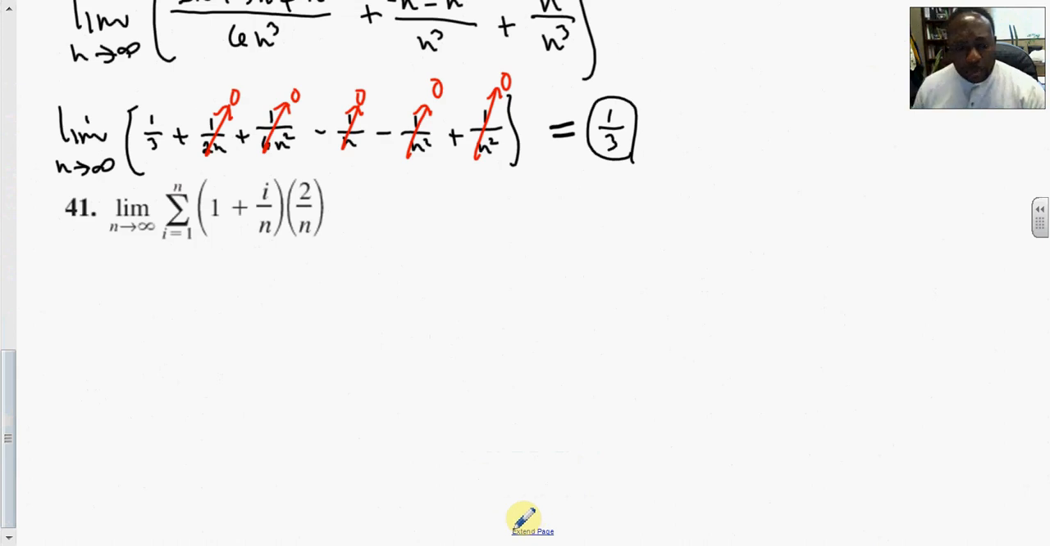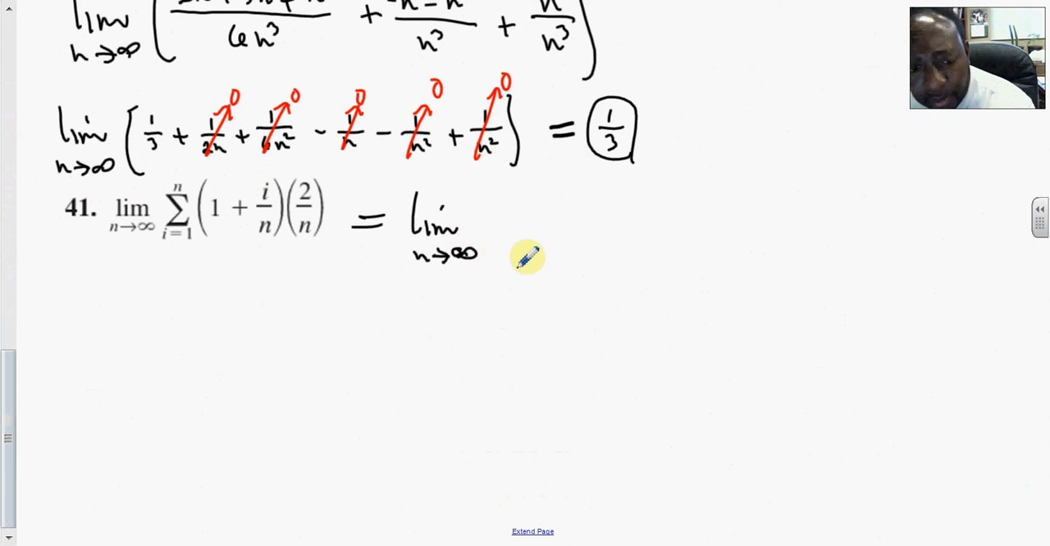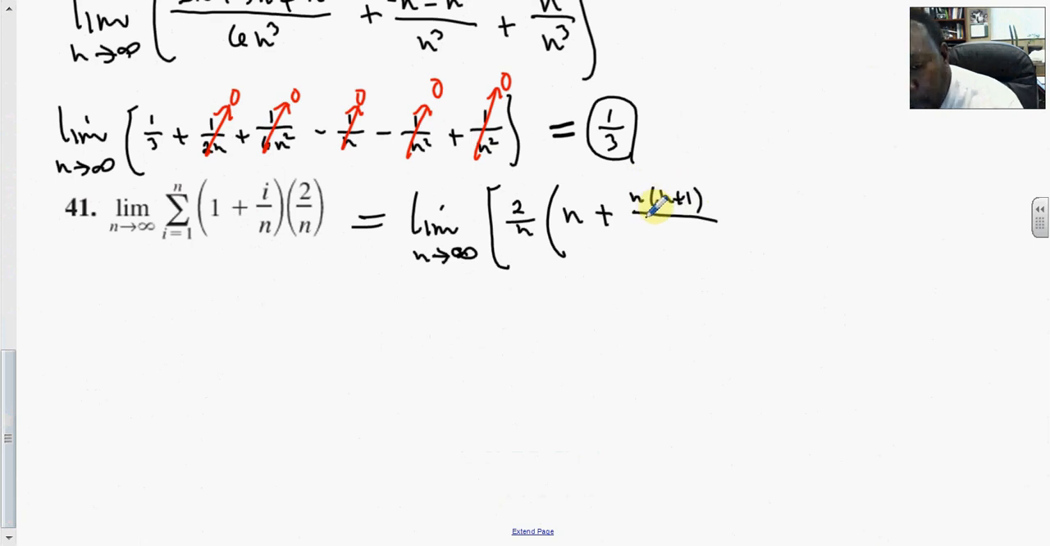All right. So we run the same game. I'm going to simplify that. This is the question. This is the limit as n goes to infinity. Brackets. I got that 2 over n sitting there. This is times the 1. That's the constant term. This is n plus n times n plus 1 divided by 2 times n.